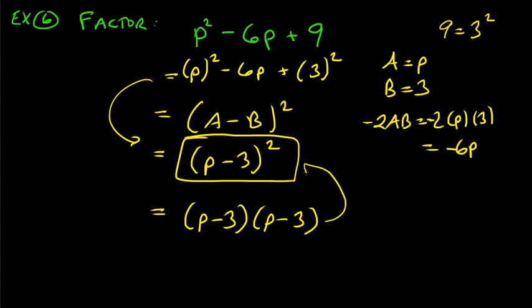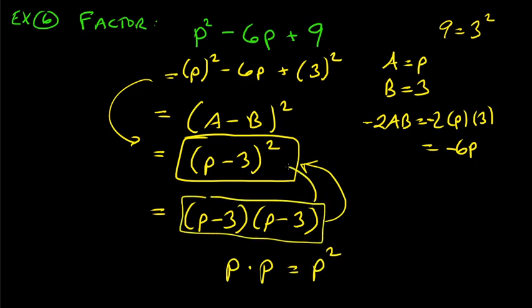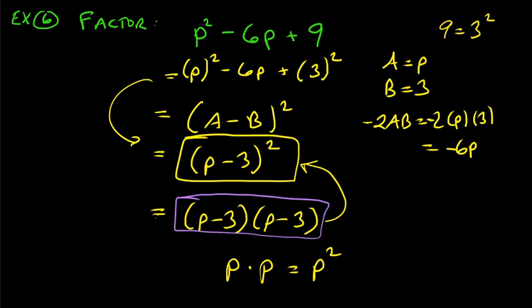However, you should write it as a perfect square. Because, look, we don't write p times p, we write p squared. So we don't write p minus 3 times p minus 3. We write it as p minus 3, the quantity squared. I mean, not a big deal. If you do leave it like this, you'll get partial credit, of course, but you'll probably lose a point for not writing it as a perfect square. So just keep that in mind.